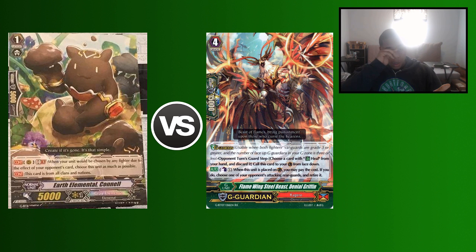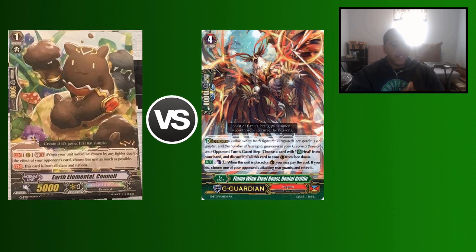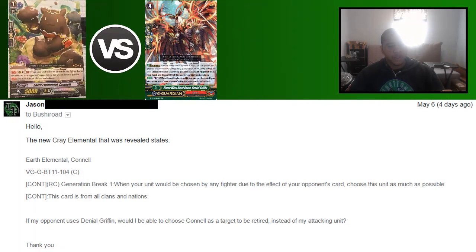And here's the email I sent to them about Griffin, where I pretty much stated Connell's effect. And I asked them, if my opponent uses Griffin, would I be able to choose Connell as a target to be retired instead of my attacking unit? The reason I asked that is because while it appears clearer now about what can and can't be redirected from Connell, at the time we were wondering, even though Connell wasn't attacking, can Connell redirect the effect from your opponent targeting your attacking unit to Connell himself, even though Connell does state choose as much as possible?